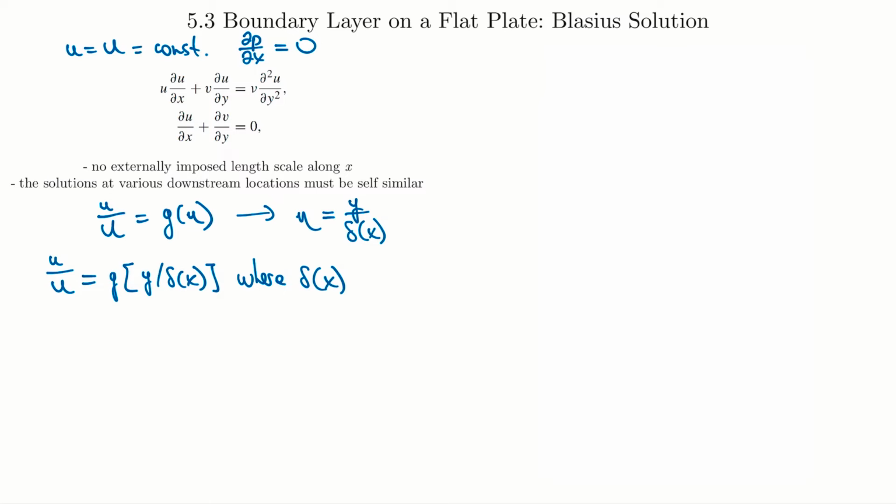Where delta is a function of u and x and nu, and therefore delta has to scale like this, right? That's the only grouping we can find for that. Okay, so now we're on a quest for a similarity solution, right? For our flat plate boundary layer.